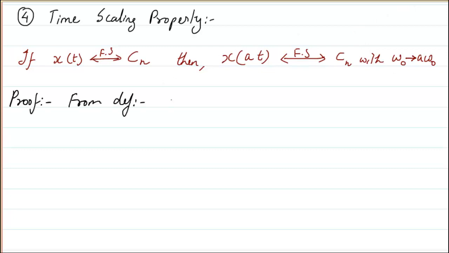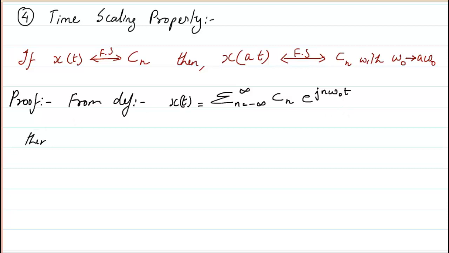So let us prove this. We know from definition that x of t is going to be equal to summation n equal to minus infinity to infinity c of n e raised to power j n omega naught t.